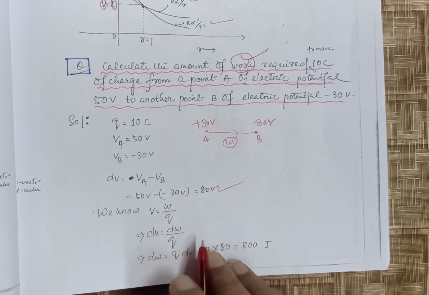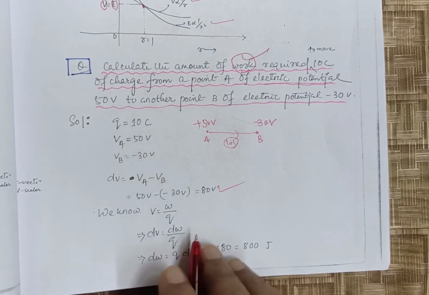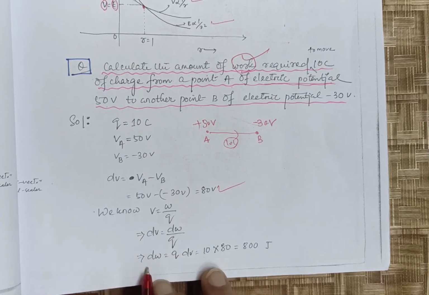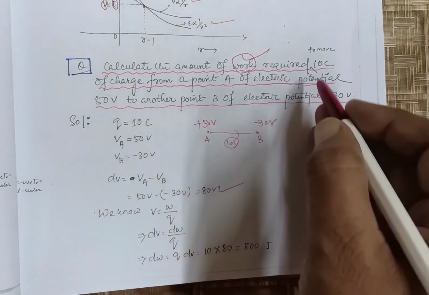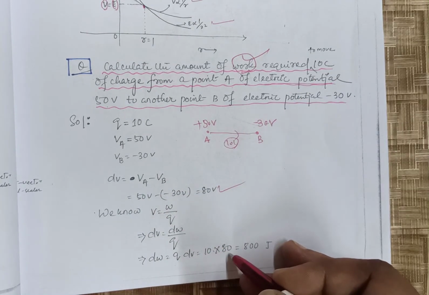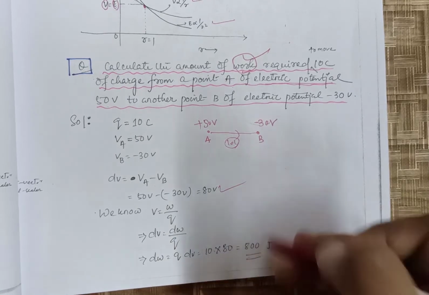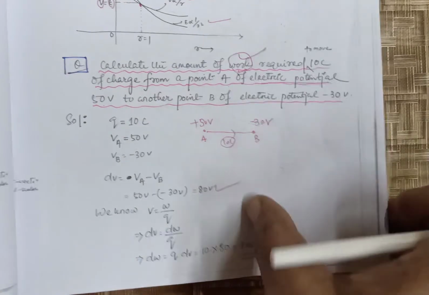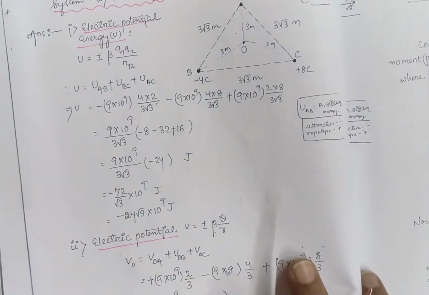We know V is equal to W by Q. So dV, change in potential, will be dW by Q. Then dW is equal to Q into dV. Here Q is 10 coulomb and dV is equal to 80 volt. So the answer is 800. As it is the SI system, work done is 800 joule. So we will go to the next query.